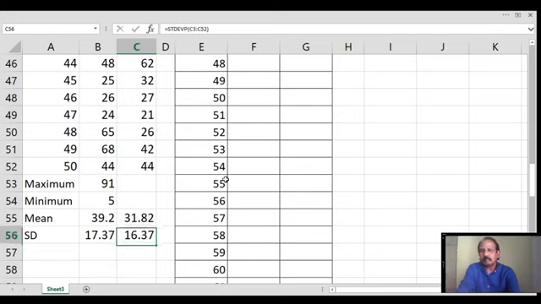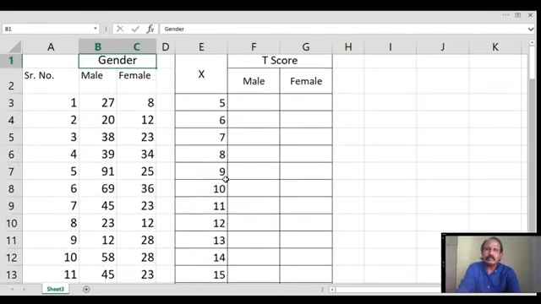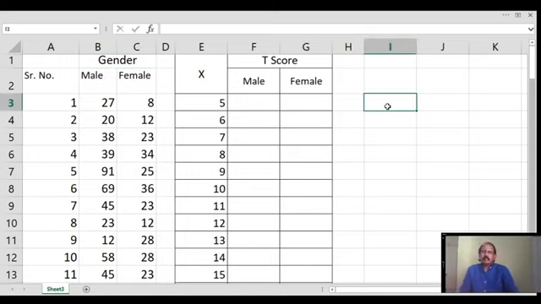Now friends, for finding the T-scores, we have to prepare a data set including all the numbers between the highest and lowest scores of the entire data. The lowest score is 5 and the highest score is 91, as we have found. We have to prepare a data set including all the numbers between these two numbers, with these two numbers.